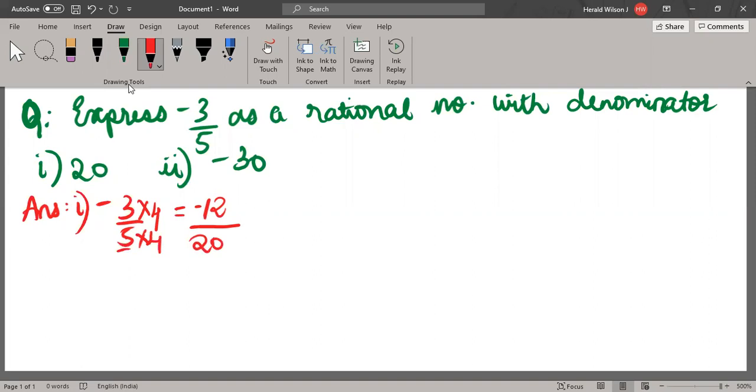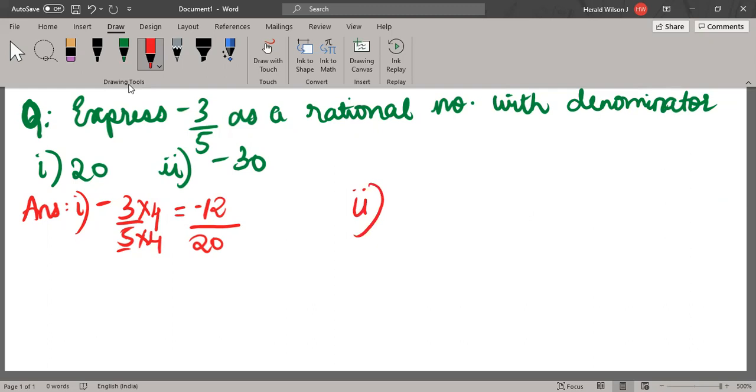But they have asked you the denominator as 20. You need to express it with denominator 20. Numerator, no one cares. The new denominator must be 20. Got it? So that is your first question. Easy? Understood? I think most of you would have got it. If you haven't got it also, no worries. This is a very simple question. I'm sure you have dealt with it in the previous classes as well. Okay, let's move on to the second question.